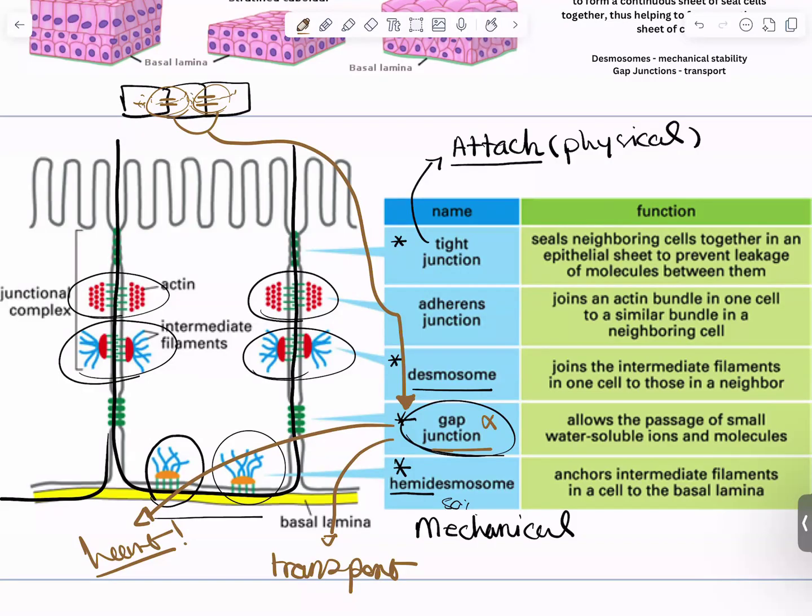I don't want you to know their details at this moment because later we will discuss them, but I want you to know the functions. So one more time, tight junction is about attaching the cells physically.